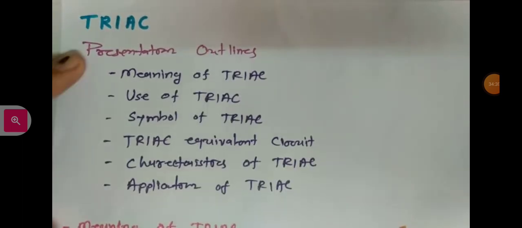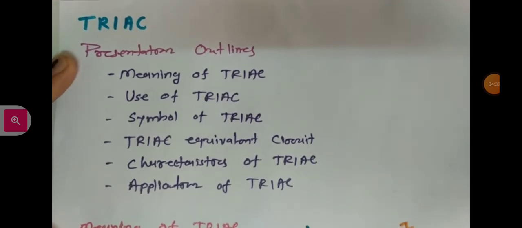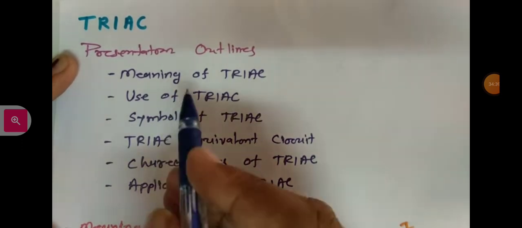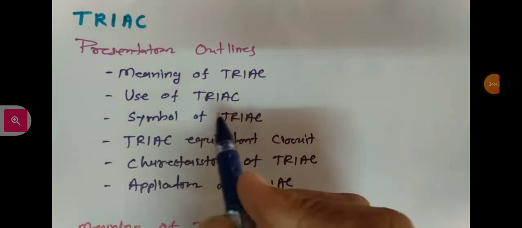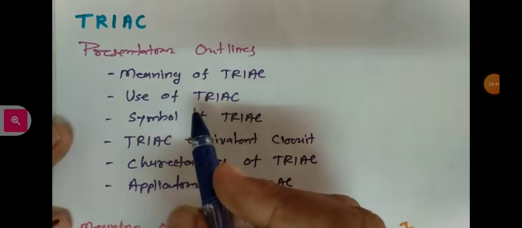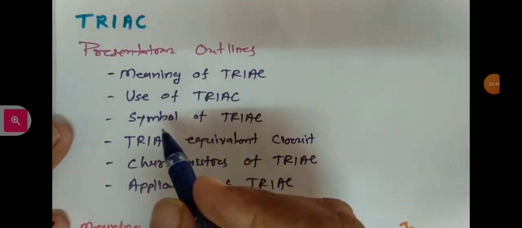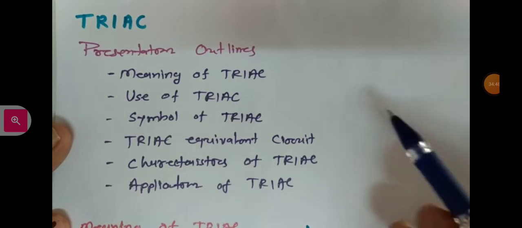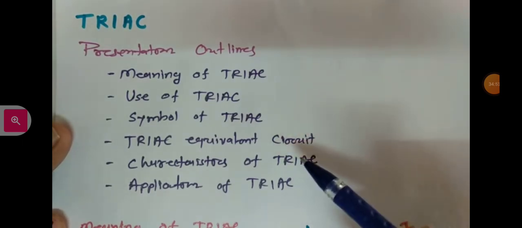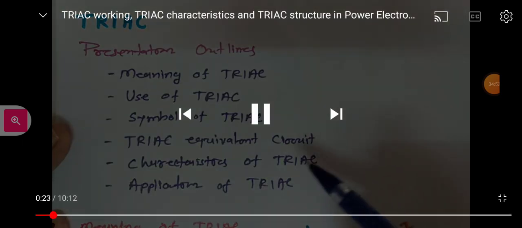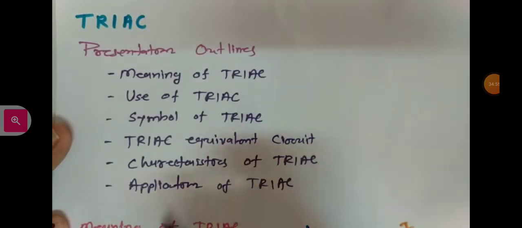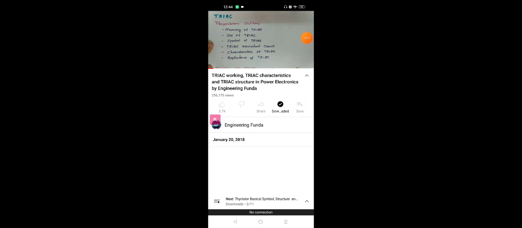To the Power Electronics lecture series. Here in this session I'm going to discuss the TRIAC, and these are my session outlines. First I'll explain the meaning of TRIAC, then we'll see some uses of TRIAC, then we'll observe the symbol of TRIAC, then I'll explain the TRIAC equivalent circuit, then we'll see the characteristic of TRIAC, and at the end we'll conclude this session with applications of TRIAC. So let us begin this session.